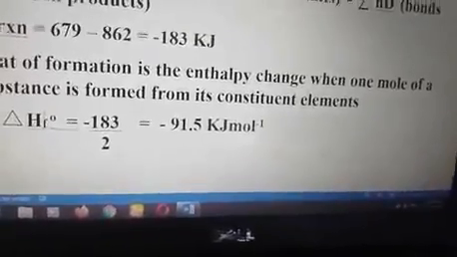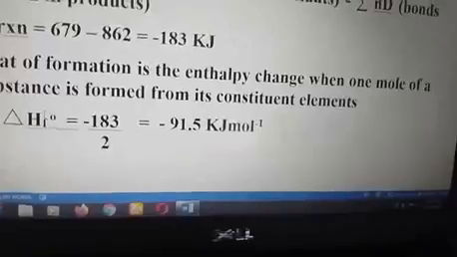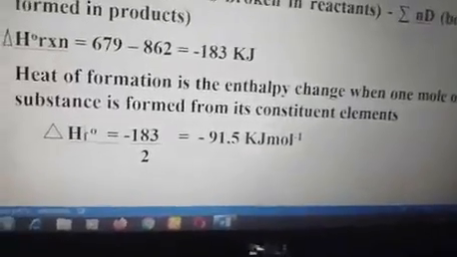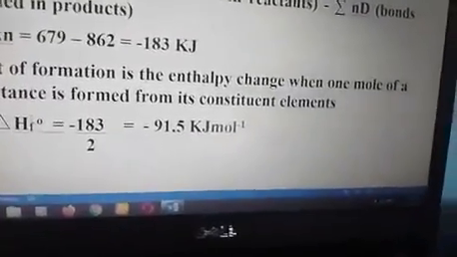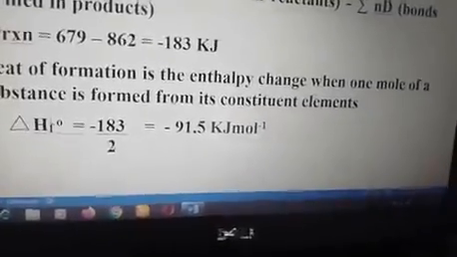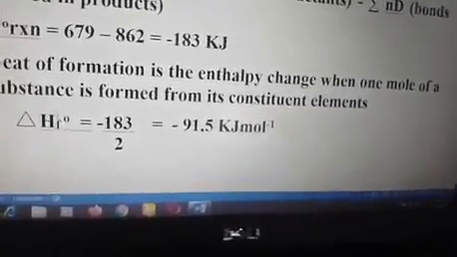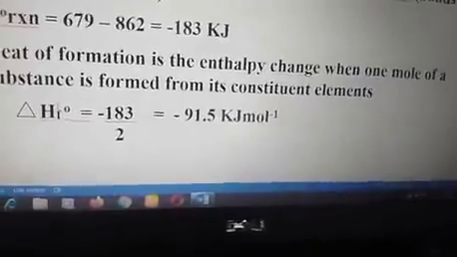So why do we divide by 2? Because the balanced equation shows 2 moles of HCl, but the heat of formation is the enthalpy change when 1 mole of a substance is formed from its constituent elements. So we divide the value we got by 2 to get the enthalpy of formation.